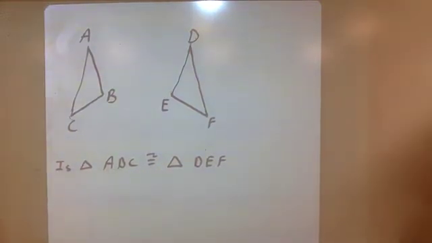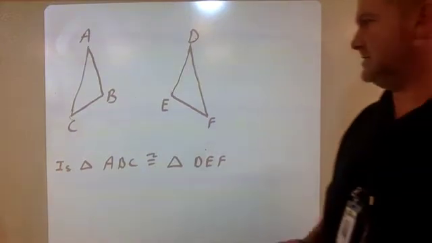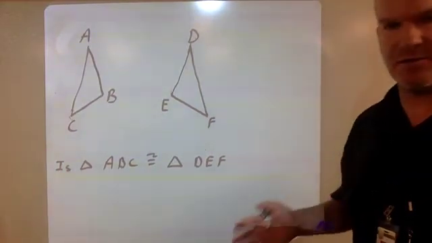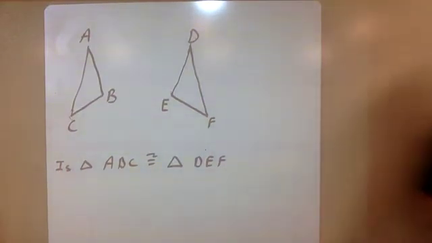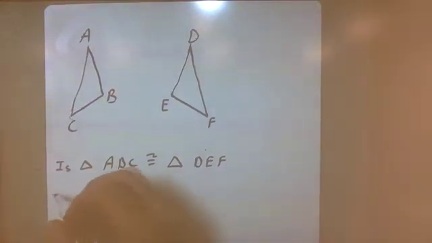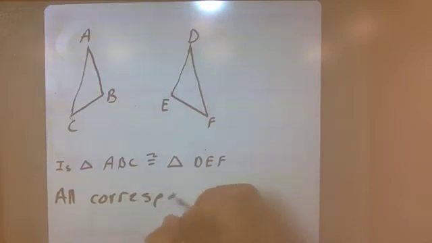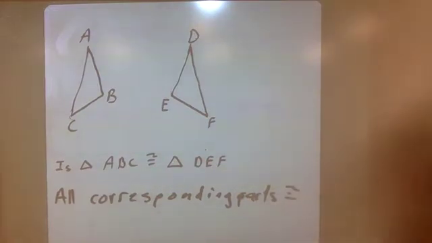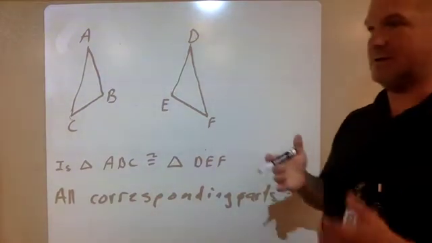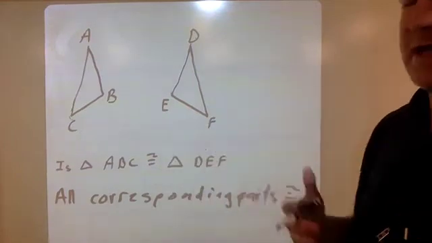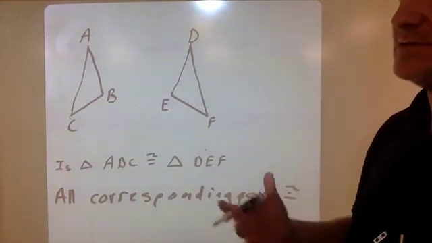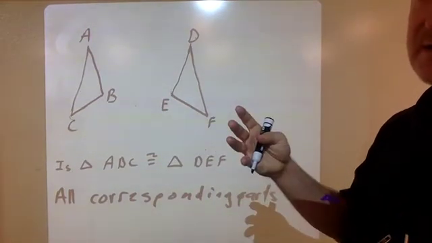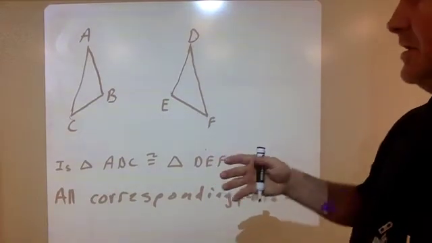Okay, so is triangle ABC congruent to triangle DEF? Well, if it is congruent, that means all corresponding parts are congruent. So what does corresponding parts mean? That means all sides, the corresponding sides match up and the corresponding angles match up. So you're going to have 6 congruent parts.